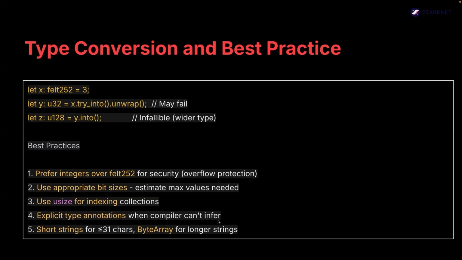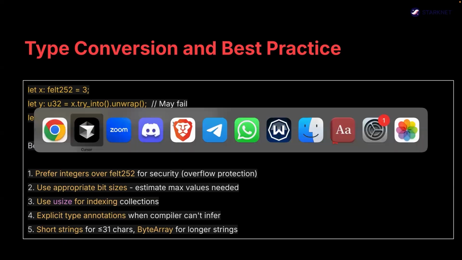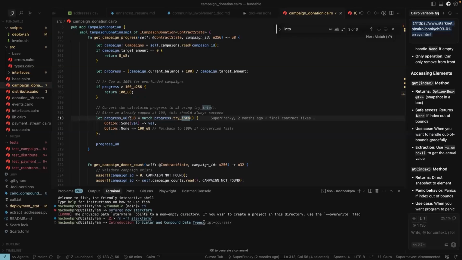Explicit type annotation. In a situation where the compiler cannot infer what type you're actually assigning, you need to annotate. This is an explicit annotation. Are you following?